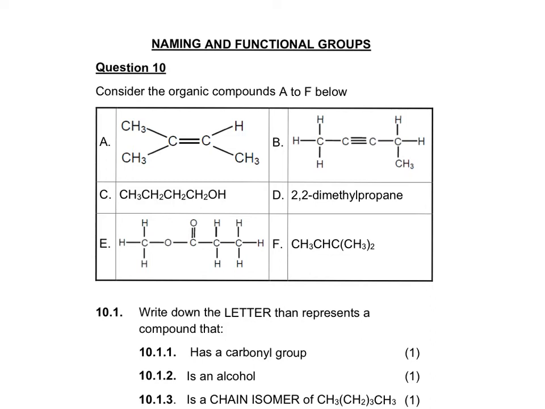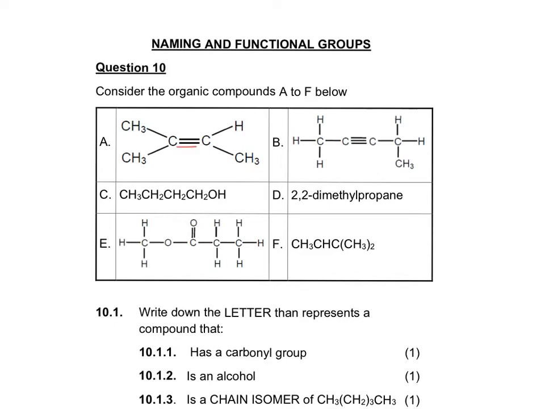We're now going to look at question 10 of your naming and functional groups worksheet. It's also a typical exam type question. We have a table. On that table we have 6 compounds, A to F. I'm going to have to work with them, naming them, functional groups, isomers, all sorts of things. So the first thing we're going to do is let's go through them.